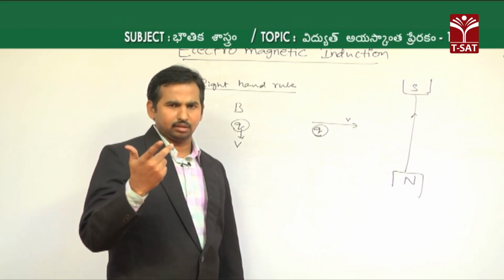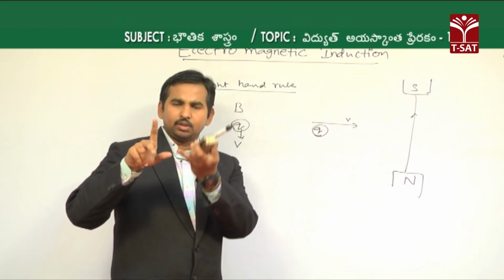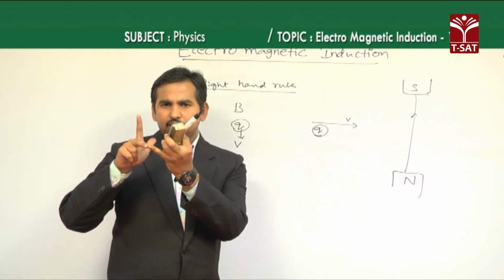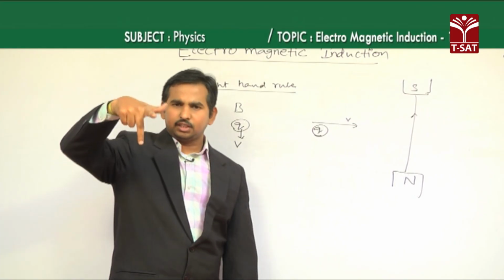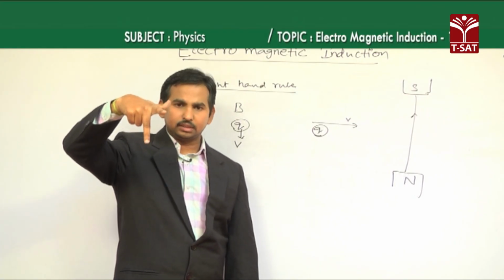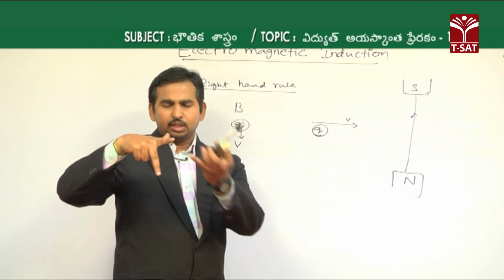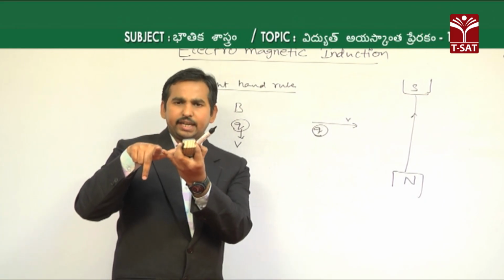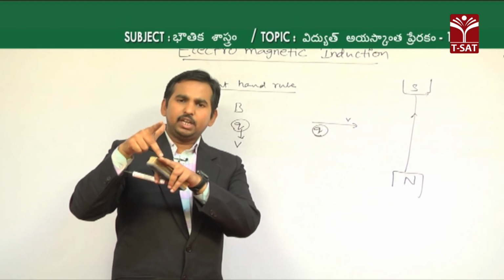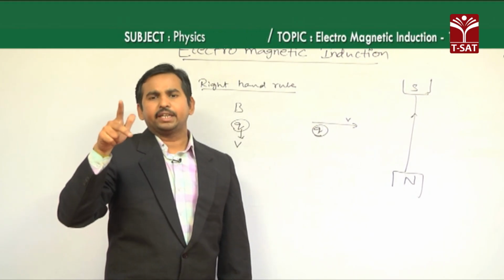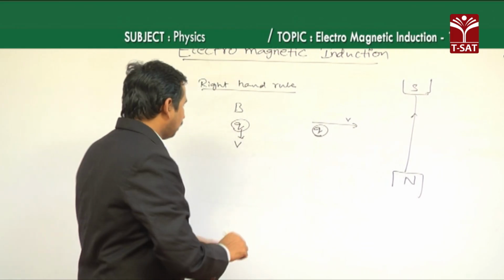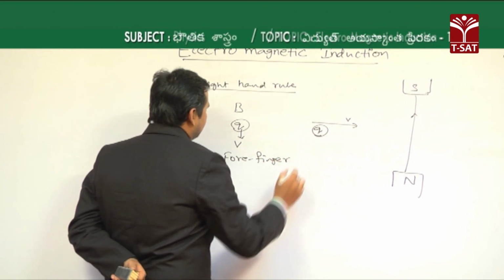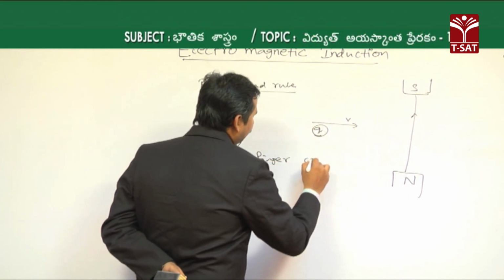So we have to take the thumb, the forefinger and the middle finger. So thumb, forefinger and this is the middle finger. Then stretch these three in mutually perpendicular directions, all three. Now always remember, this forefinger represents the direction of the current. This forefinger represents the direction of the current, whereas this middle finger represents the direction of the magnetic field strength. So always the forefinger, or the pointed finger, represents the direction of current or the direction of the charge.